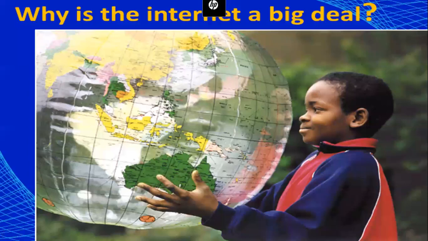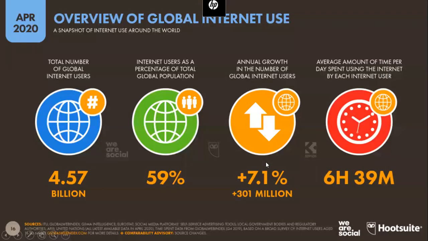And definitely we can't talk about digital marketing without talking about the internet. The internet happens to be one of the big deals in our land today, the most exciting commodity in our world today. But in what ways? Number one, we have close to 4.5 billion people who are using the internet on a daily basis. Globally, if you put all of us together as a population of the world, 59% of our population are using the internet.